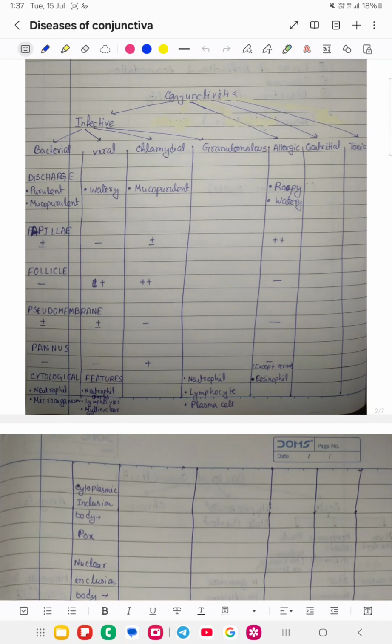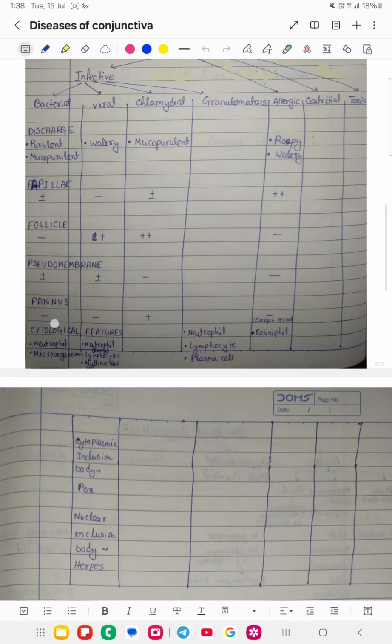Some symptoms or clinical findings or investigatory findings are given in the question, and we are asked to find out the diagnosis, then write about that. Directly, the category of disease, like which type of conjunctivitis, is not mentioned in the question. So, to find that, we have to know the comparative study of the clinical features and cytological features of the types of conjunctivitis. For this reason, I have prepared this chart, and this chart is taken from the textbook.